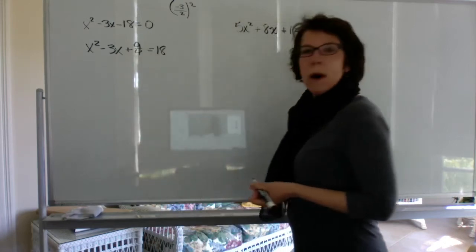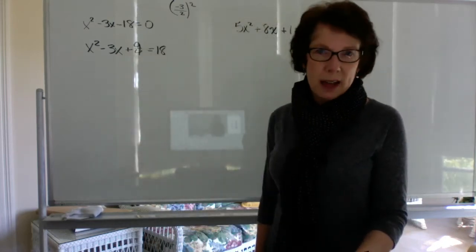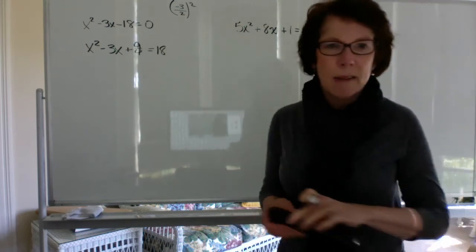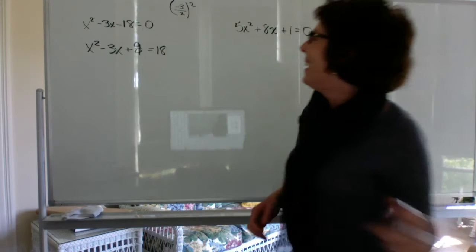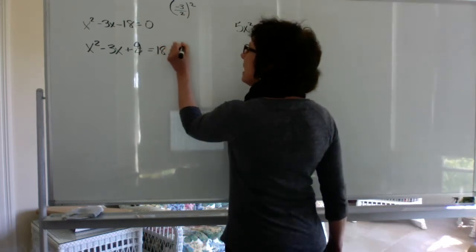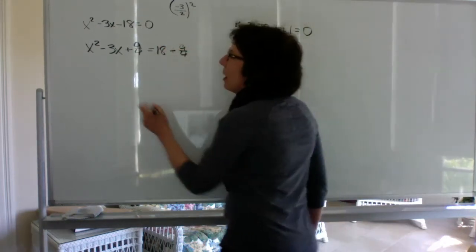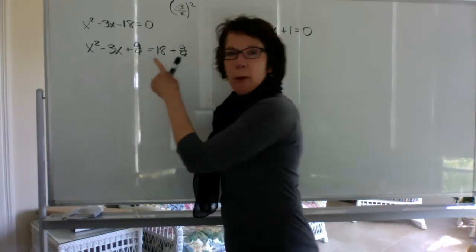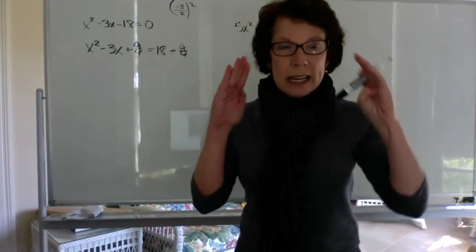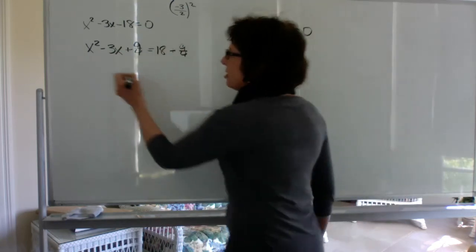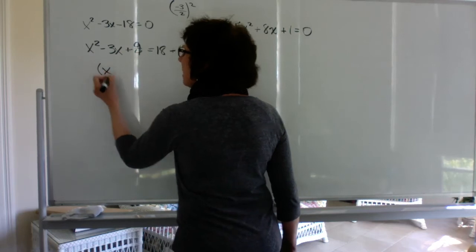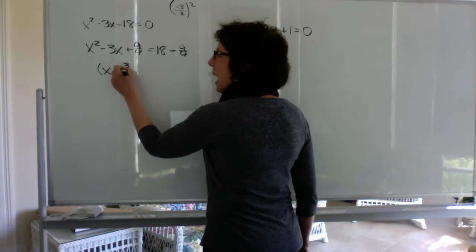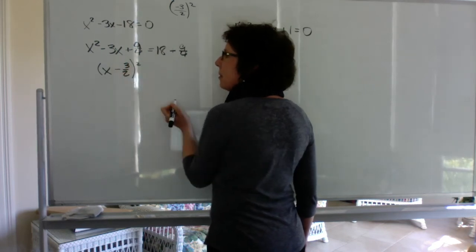Now, what am I going to have to do on the other side? I'm going to have to add 9/4. I'm getting my calculator ready. Okay, so I'm going to add 9/4 to keep it balanced. Now, let's go ahead and write this side. We've completed the square. We've made it a perfect square trinomial. Now we're going to write it in factored form. And so it's going to become x minus the square root of 9/4, which is 3/2, squared, okay?